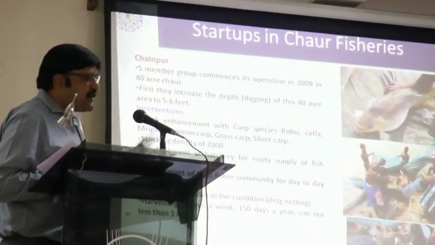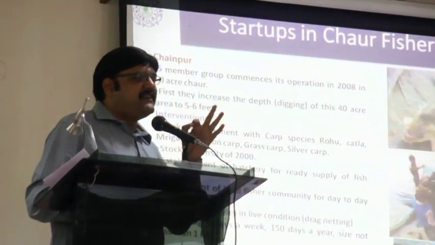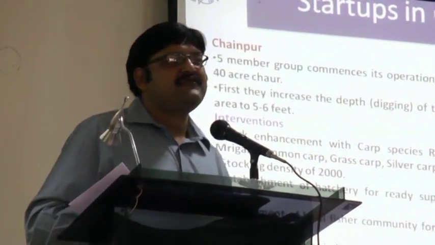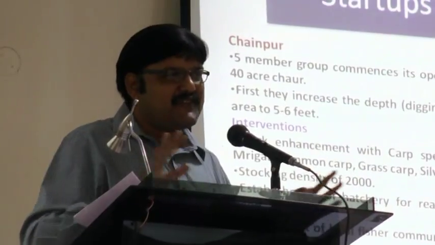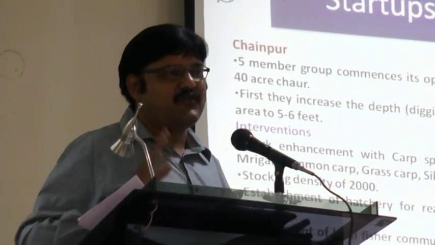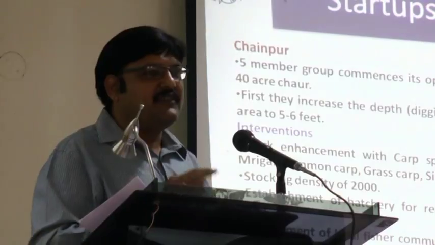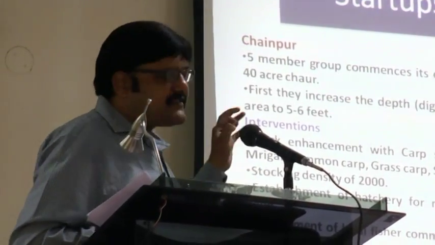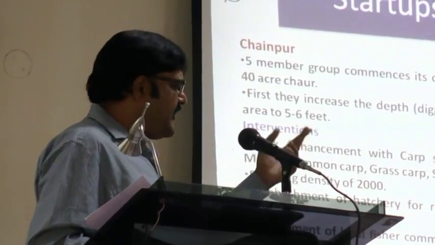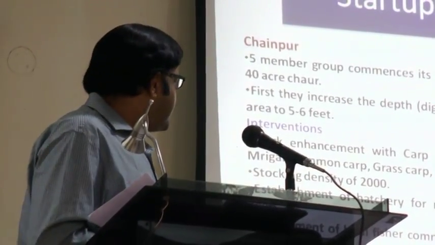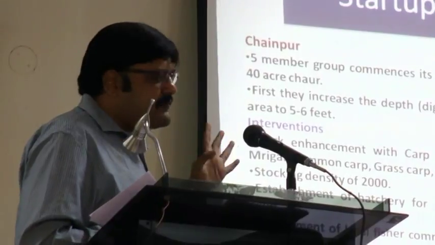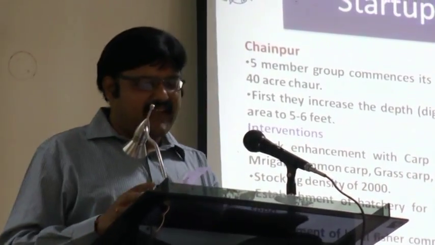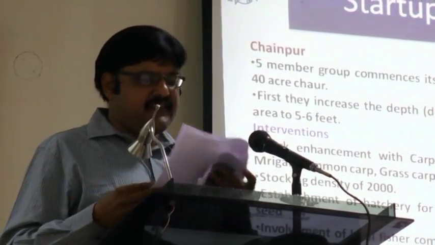Harvesting of fishes is mostly done in live condition. If you harvest fish in live condition in Bihar, you will fetch 250 rupees per kg. This is the normal rate. The farm gate price is 220 rupees, and in the market you will easily get 250 rupees in live condition. Harvesting is 5 days a week, 150 days a year, with size not less than 1 kg. Their target is size not less than 1 kg.